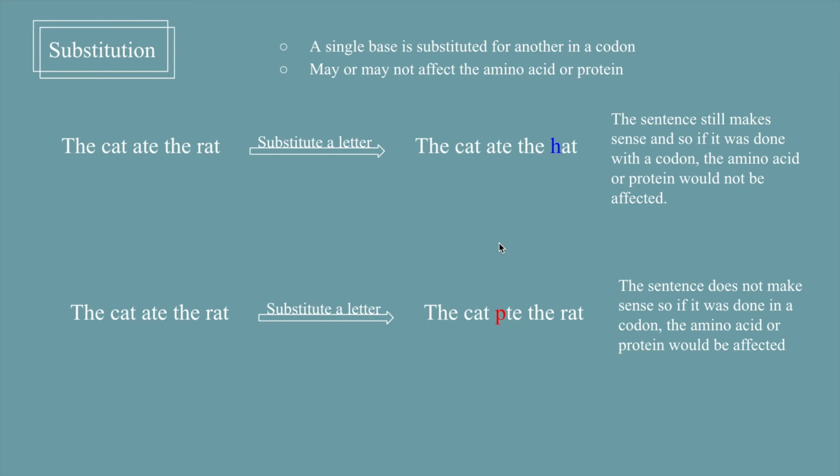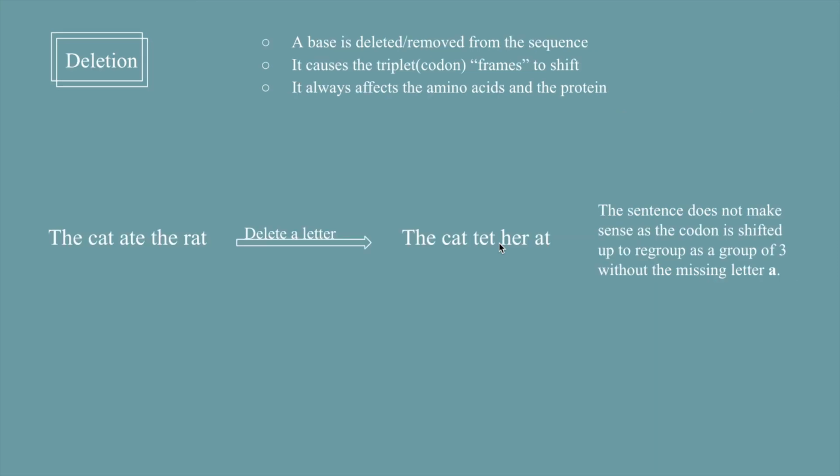Let's see how this would work using words with three letters in them. The sentence, "The cat ate the rat," would change to "The cat ate the hat" if we substituted the letter H in for R. We can see that the sentence still makes sense, so if this was a codon, the amino acid or protein would not be affected. However, if we were to change the letter A in "ate" with a P, the sentence does not make sense, so if it was done in a codon, the amino acid or protein would be affected. However, the effect can be minor or major depending on where and which base is substituted in.